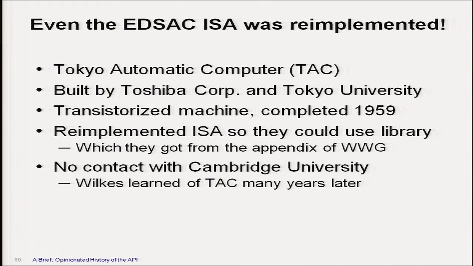Turns out that in Tokyo, they built a computer in 1959, a fully transistorized machine that used the same instruction set so they could take advantage of the libraries in that book that I showed you. And they did it without ever contacting Cambridge University once. Wilkes learned of it like a decade later, and he was thrilled that his APIs got this extended lease on life.